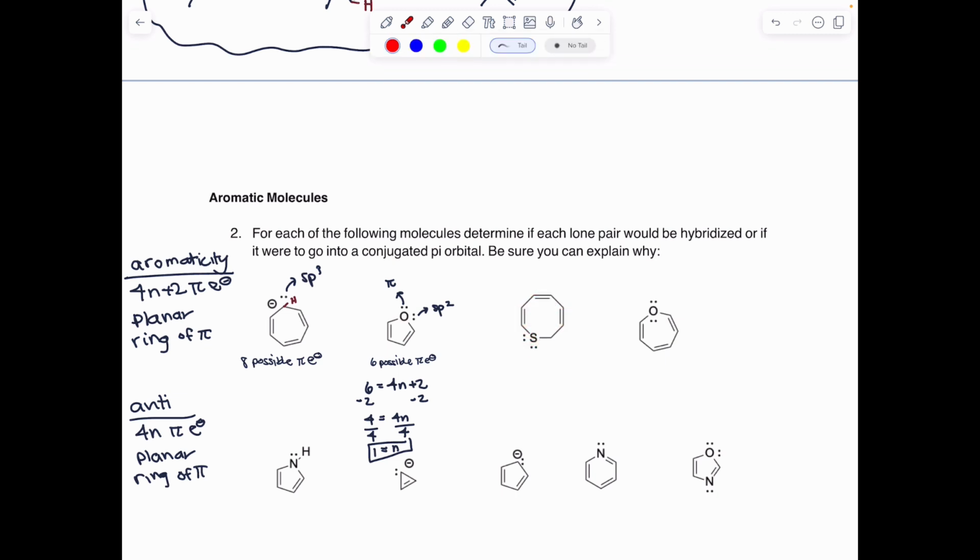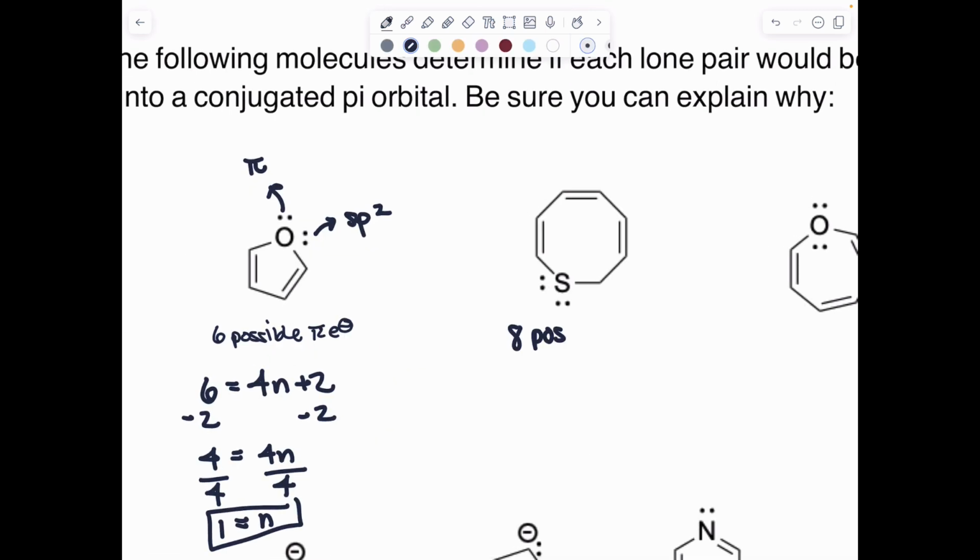In this next example, we have an 8-membered ring that has 3 double bonds and 2 lone pairs, but we know that only one of those lone pairs can potentially participate in resonance, which means that we have 8 possible pi electrons. Now we could do the same math as before and set 8 equal to 4n plus 2 to see if this meets the rules for aromaticity.